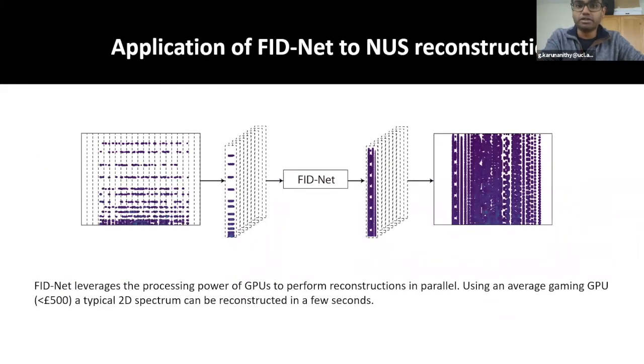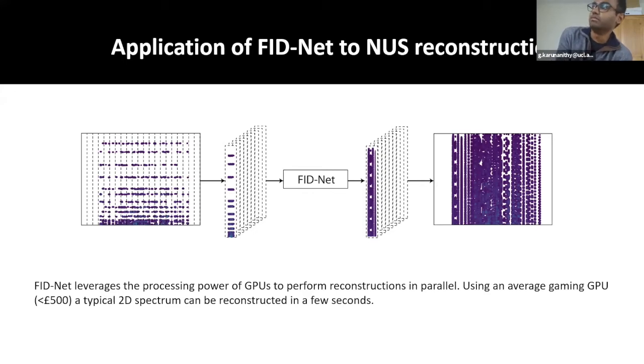Oh, okay. Before I get to results, this is how FIDNet works in practice, which is it splits up the spectrum into little sections, batches them together, puts them through the deep neural network in parallel, and then stitches the spectrum back together. So to do this quickly, you need a GPU. It doesn't need to be a very fancy GPU. We ran this on an NVIDIA 1070, which will cost you a few £100, I think. And a typical 2D spectrum can be reconstructed in a few seconds.